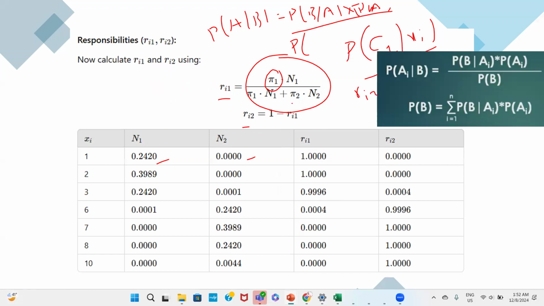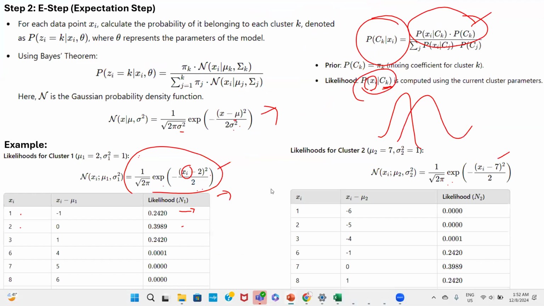Pi 1 and pi 2 are 0.5 and 0.5. When we apply all these values, pi 1, pi 2, N1, N2, we will get Ri1. So we calculate Ri1 for all the points. Ri2 is nothing but 1 minus Ri1. So if the probability of a point belonging to cluster 1 is 1, the probability of that point belonging to cluster 2 will be 0. That is 1 minus Ri1. So that is how you calculate the posterior probabilities of all the points. And once you have calculated these values, this is the expectation step.